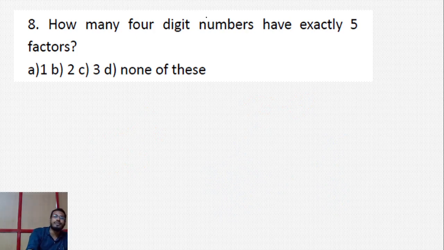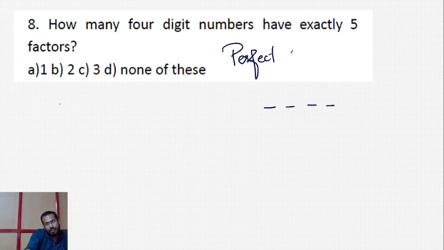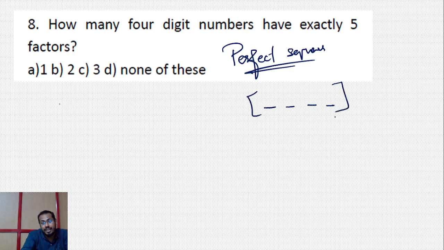Here, how many 4-digit numbers have exactly 5 factors? That's the question. Okay, so I want to be clear on one thing. If you want to find the answer, you need to take a perfect square. But here the number should be 4 digits. So the same number multiplied 4 times, that will give 5 factors.